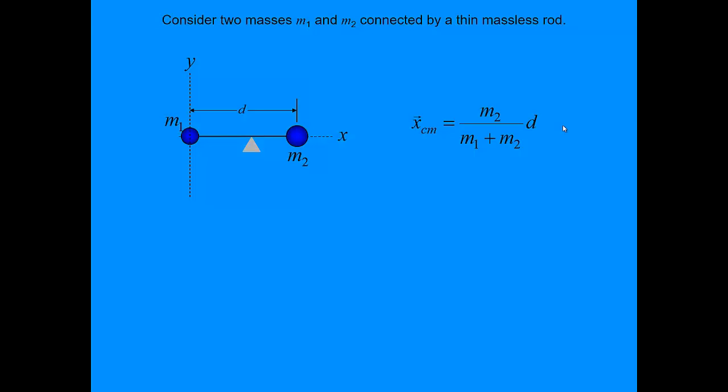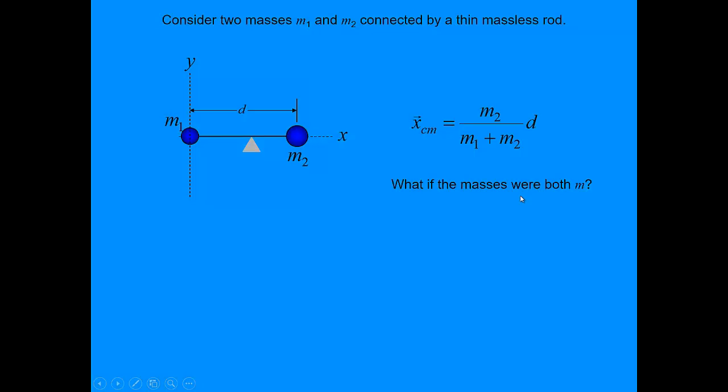The proof for it really takes rotation, which we're not in yet, so we'll revisit it then. But I want you to kind of buy this from example, that this works. I'm saying that the position of the center of mass is M2 over the total mass, M1 plus M2, times the distance, the separation. So let's take a couple of examples here and see if we can convince ourselves that this equation works.